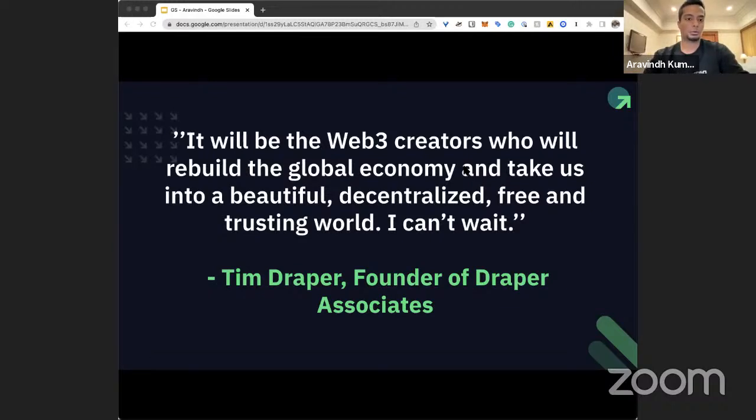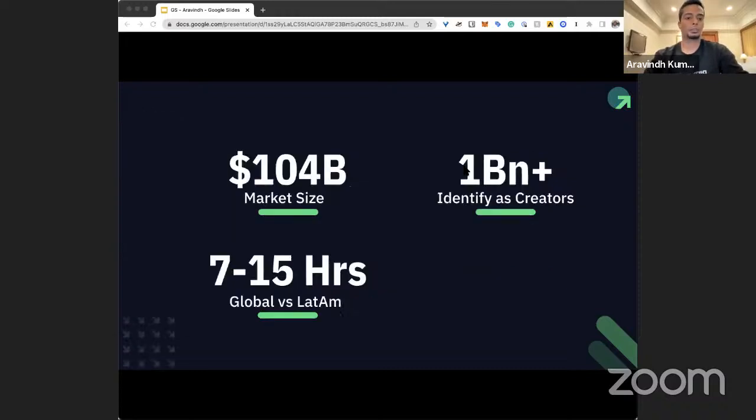Now, to set some numbers around, will this rebuilding of global economy even make an impact if, let's say, Web3 and creator economy really flourished? If you look at the numbers currently standing, the market size for creator economy is around $104 billion. This can vary a bit depending on how you define creator economy, because there is no one standard definition, and this spans across different categories. So whether you include a category or not could widely skew this, but let's say it's about $100 billion.